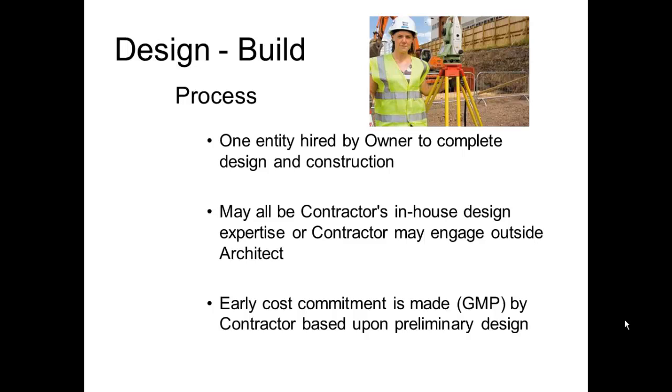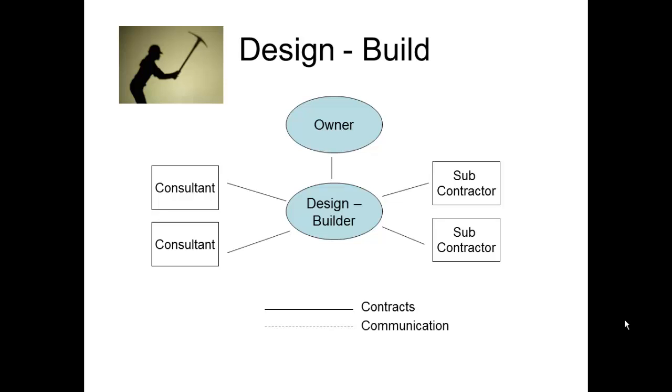Design build is the other process that is more of a fast track deal. The owner hires both the designer and the builder as one entity. Sometimes you may end up with an architectural or engineering firm partnering with a general contractor as a team to become a design build entity. And everything is directly related between the owner and the design builder. So there is one line of contract and communication. You can see it in this chart.